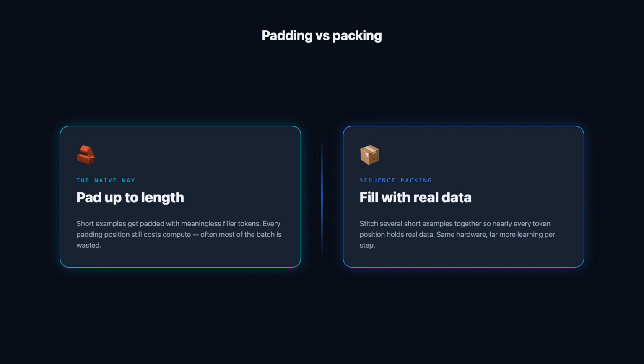Packing flips that completely. Instead of padding, you fill the sequence with real data, stitching several short examples together so that almost every token position holds something the model can actually learn from. Nothing is thrown away on filler. The same hardware, the same run, the same wall clock time suddenly does far more real learning per step, just because you stopped feeding it emptiness.